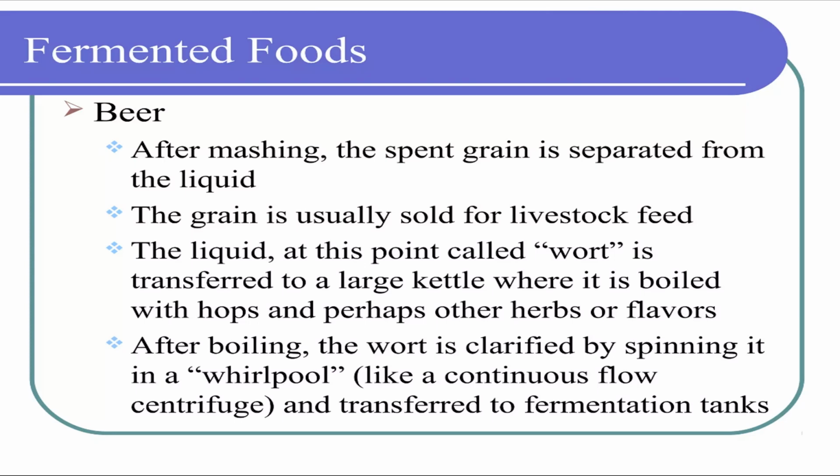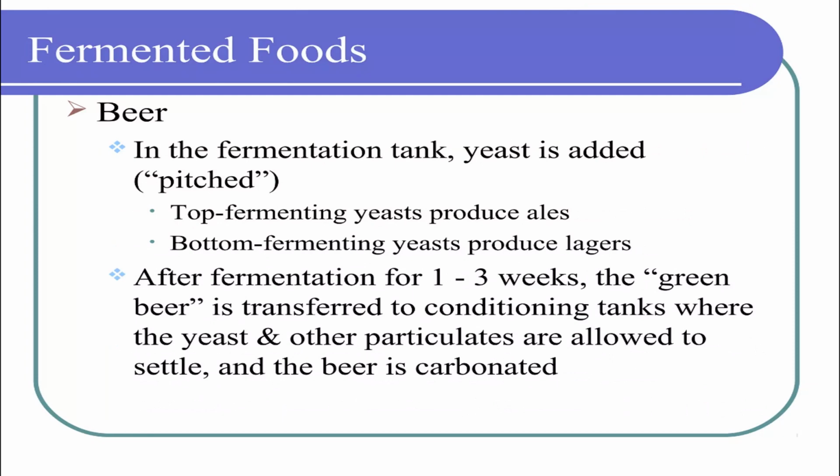After boiling, the wort is clarified by spinning it in a whirlpool, like a continuous flow centrifuge, and transferred to a fermentation tank. In the fermentation tank, yeast is added, which is the process known as pitching. Top fermenting yeast produces ales. Bottom fermenting yeast produces lagers. After fermentation for 1 to 3 weeks, the green beer is transferred to conditioning tanks where the yeast and other particulates are allowed to settle and the beer is carbonated.